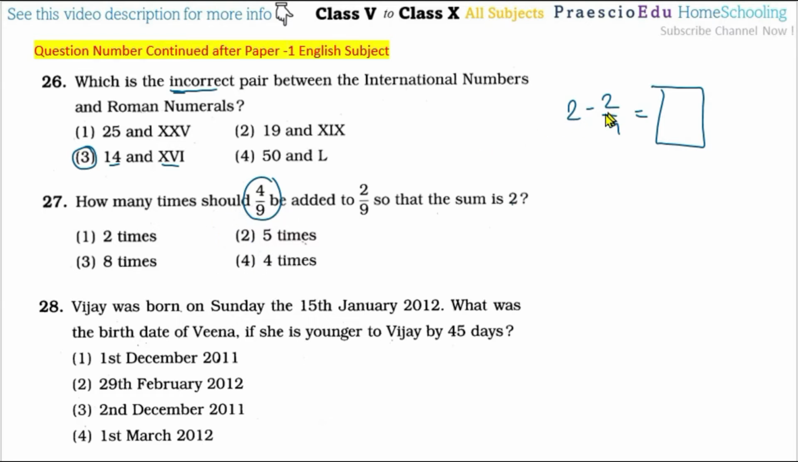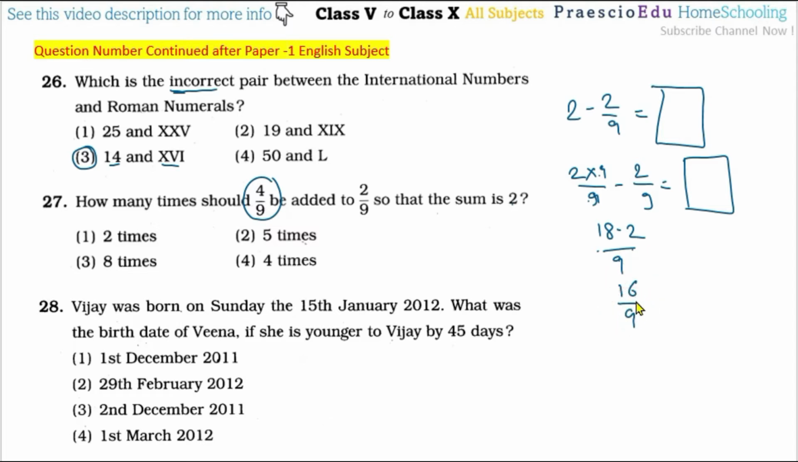So 2 minus 2 by 9. So 2 multiplied by 9 by 9 minus 2 by 9, this is equal to the unknown. So 2 multiplied by 9, that is 18, minus 2, by 9, as 9 is the common denominator here. Now 18 minus 2 is 16 by 9.